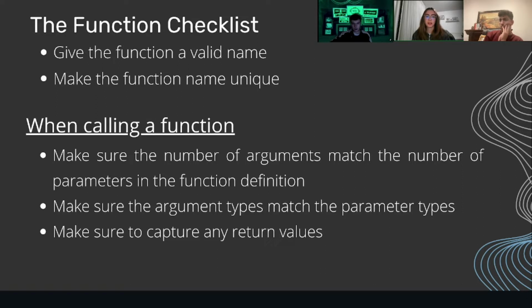Make sure you got all your parameters set. Make sure the argument types match the parameter types exactly, and then make sure to get any return value. So, you simply put the return value or the variable that you're going to return it to equals, and then call your function. And then obviously if a function doesn't have a return, you wouldn't write that part.